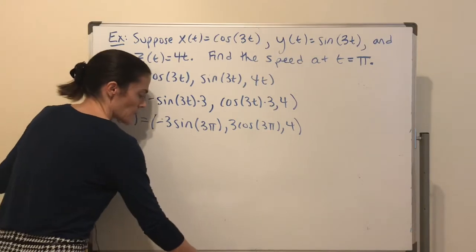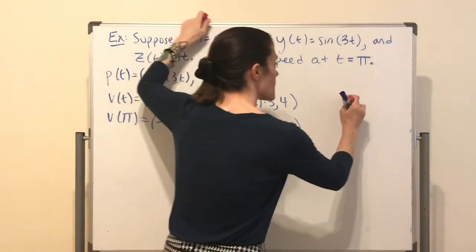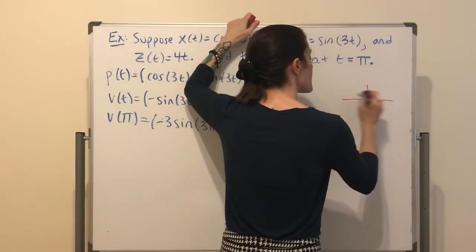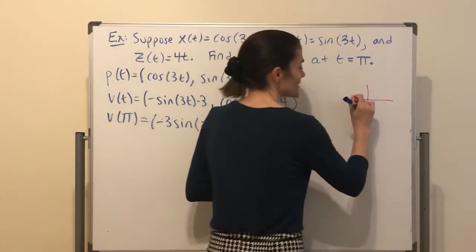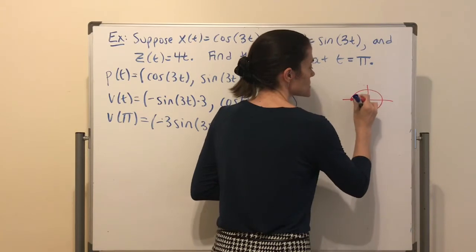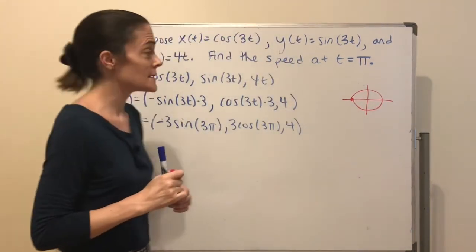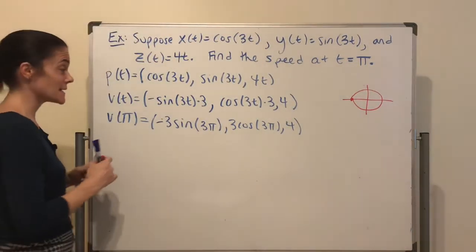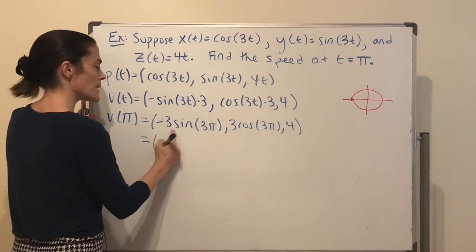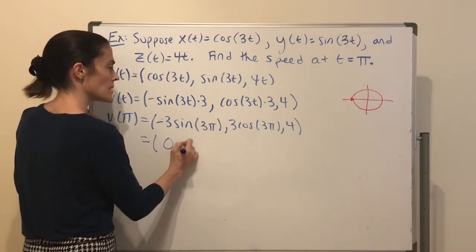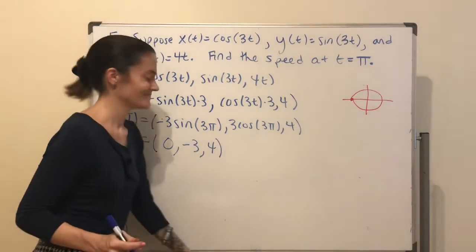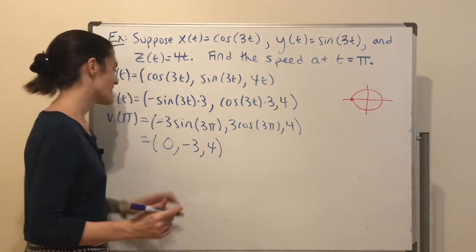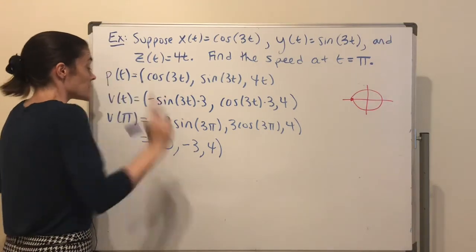Okay, maybe I will think about this over here. 3 pi is here, right? If I put my unit circle like this, here the cosine is -1 and the sine is 0. So my velocity at pi is 0, comma, minus 3, 4. Okay. This is the velocity at pi.